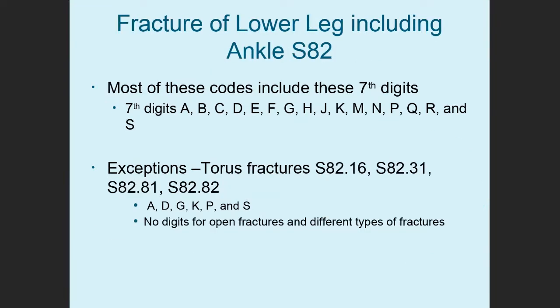Fracture of lower leg, including ankle, is coded with S82, which includes the 7th digits A through S. However, the torus fractures have only the digits A, D, G, K, P, and S. There are no digits for open fractures, and no digits for those different kinds of fractures like type 1, type 3A, etc., that are a part of these digits.